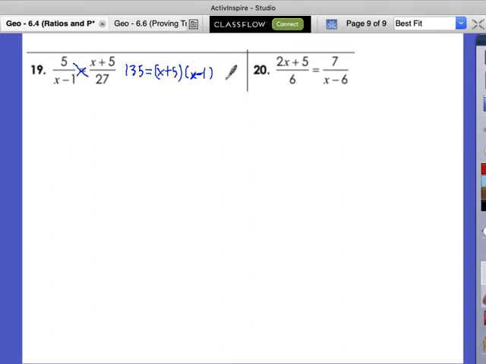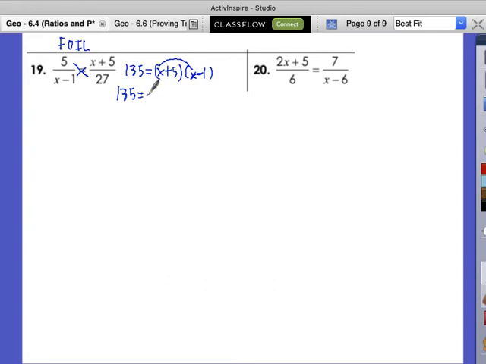Does anybody remember how we multiply two binomials? Going back to algebra 1, how do we multiply those? FOIL, we call it FOIL. It stands for first, outsides, insides, last. So we do the first part of each of these parentheses. So we do x times x. So I'm first going to write the 135 equals.